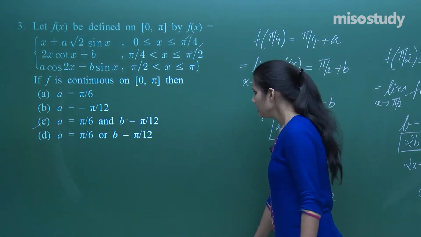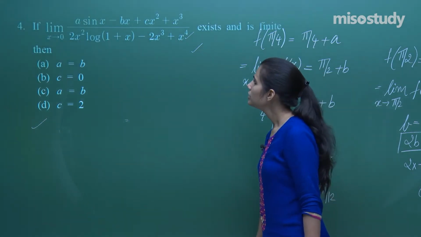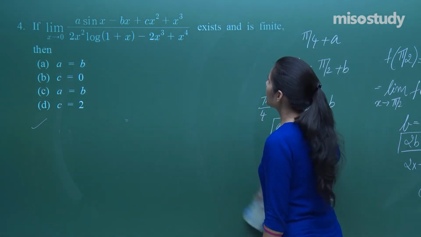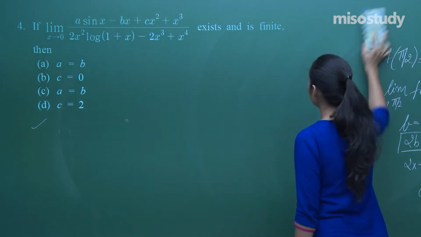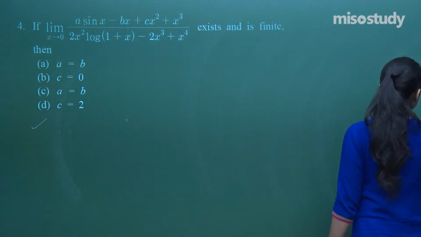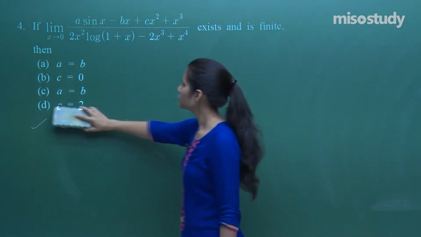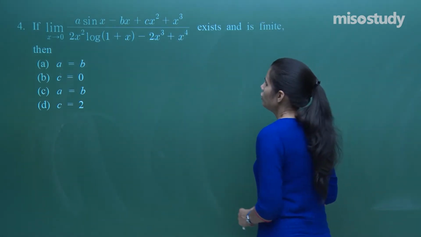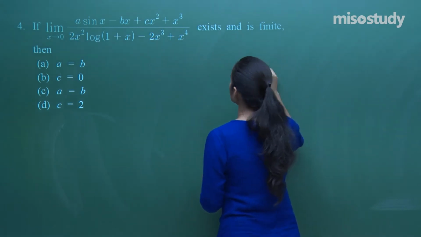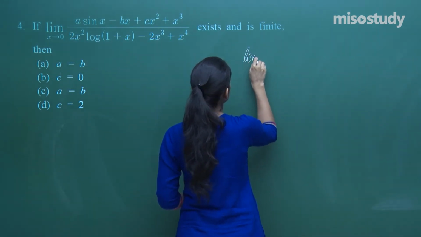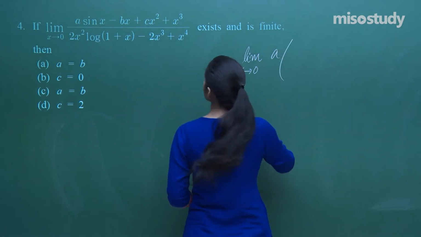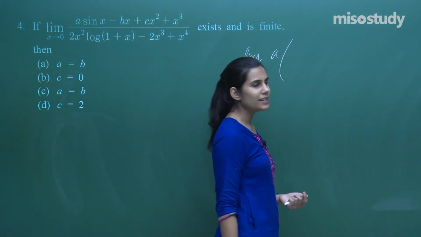Clear? Let's talk about this now. If limit x tends to 0, this function exists and is finite. So it's very important to realize when can you say that the limit of a function at a certain point is finite. What do you think? Over here, let's try to understand how are we going to evaluate this limit. This is a sin x. I can just talk about the expansion of sin x.